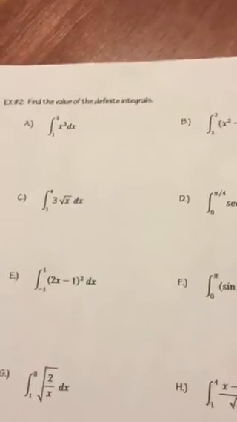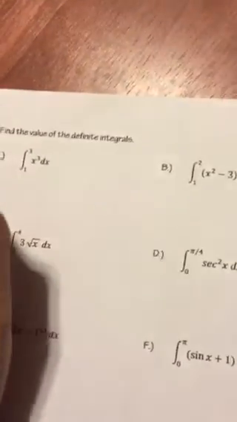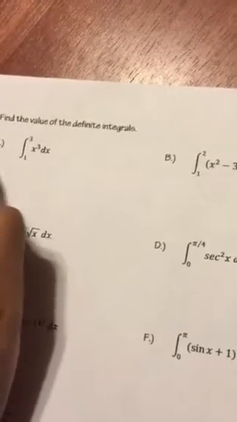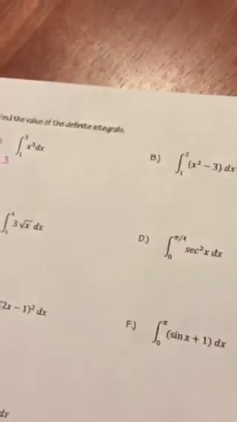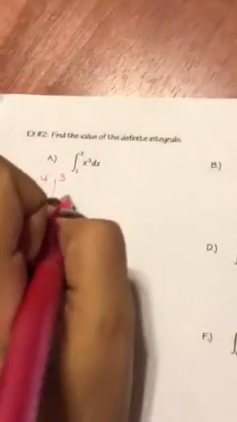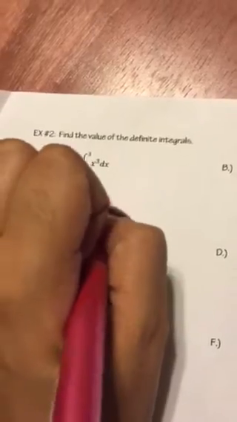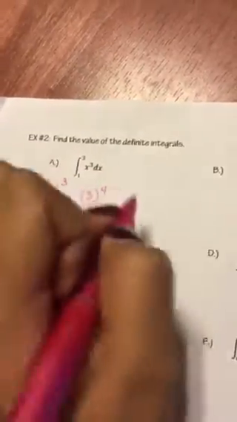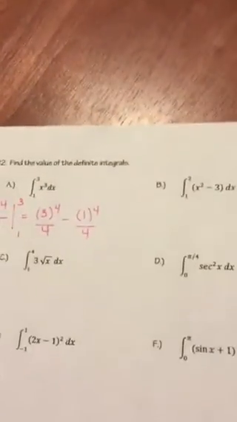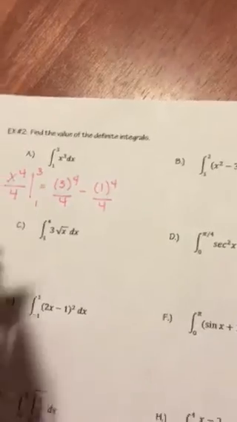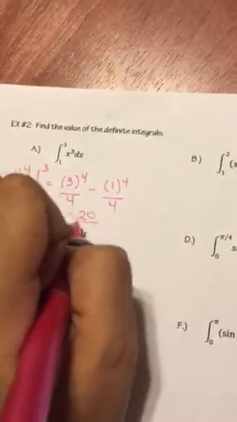Let's do some more examples. Example 2, find the value of the definite integrals. So again, the power rule tells us this would be x to the 4th over 4, going from 1 to 3. Using the fundamental theorem of calculus, we substitute in our upper limit first. So that's 3 to the 4th power over 4 minus 1 to the 4th power over 4. Using some algebra, we simplify this, and that would give us 20.